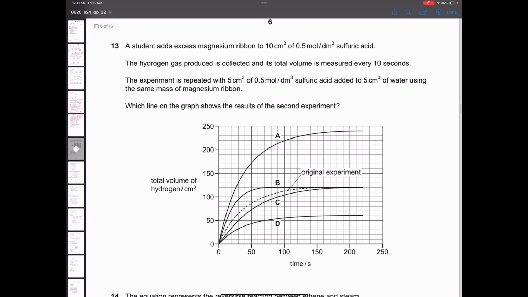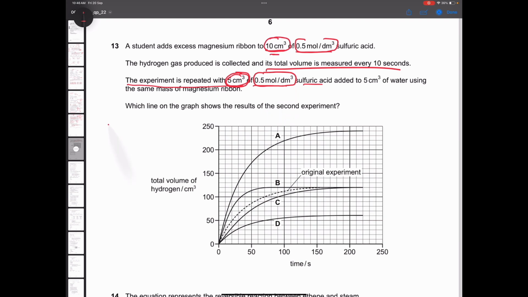A student adds excess magnesium ribbon to this volume of this concentration of sulfuric acid. The hydrogen gas produced and the total volume is measured. They're measuring the rate of reaction by finding out how much volume of hydrogen is being formed with respect to time. The experiment is repeated with 5 cm³ of sulfuric acid. Now see, what they're doing here is keeping the concentration the same, but they have reduced the volume of sulfuric acid. Earlier it was 10 cm³, now it is 5 cm³.